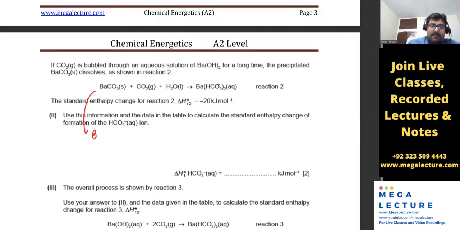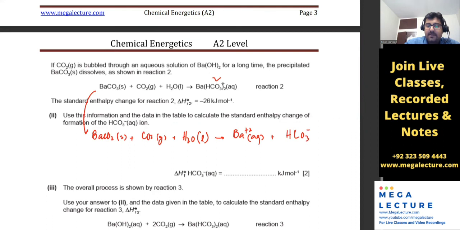It's going to be BaCO3, which is going to be a solid, plus CO2, which is going to be a gas, plus H2O, which is going to be a liquid. And then there is barium hydrogen carbonate aqueous, which, since it is aqueous, can be written like this, plus 2 HCO3 minus aqueous.